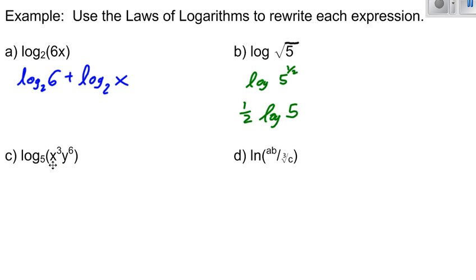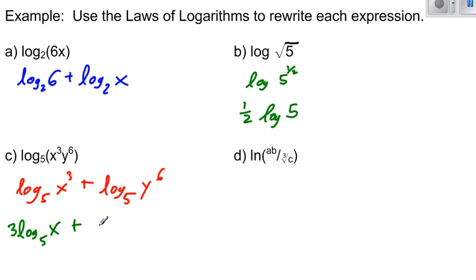Here we have multiplication, so let's split it to addition. So log base 5 of x to the third plus log base 5 of y to the 6th. Then, since we have exponents, powers move to the front, so this becomes 3 log base 5 of x plus 6 log base 5 of y.